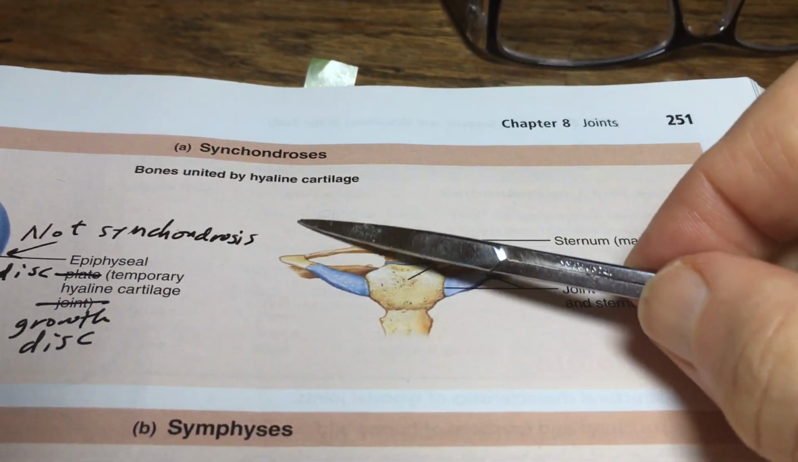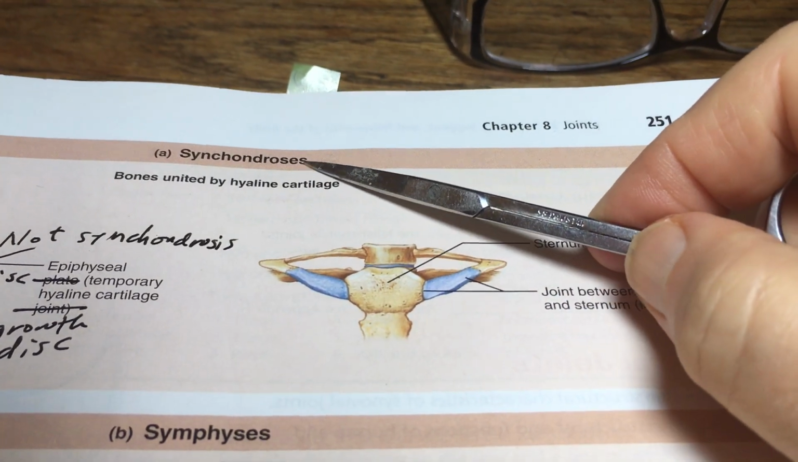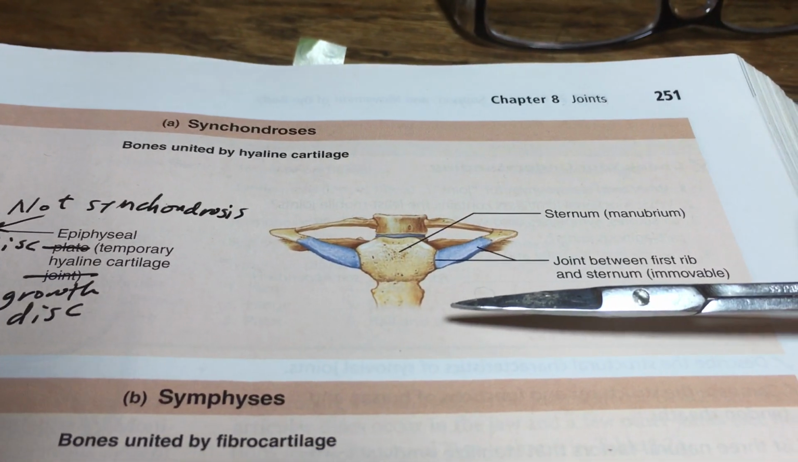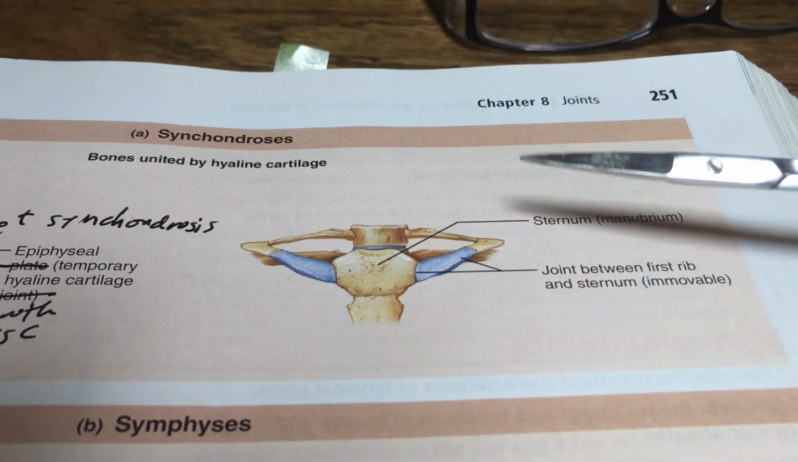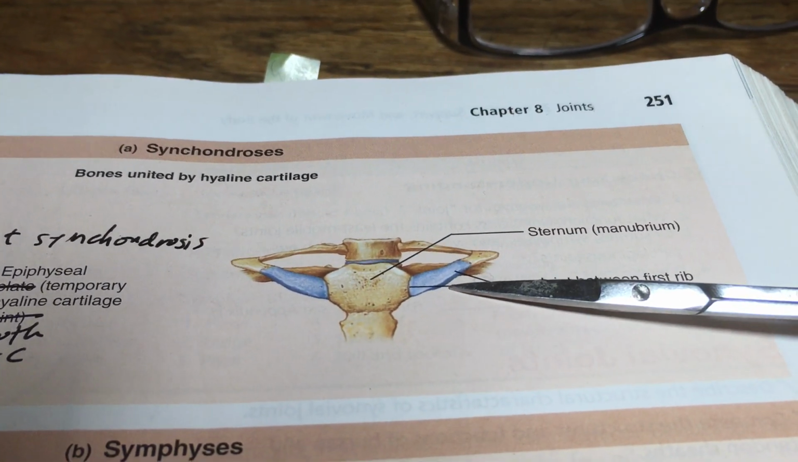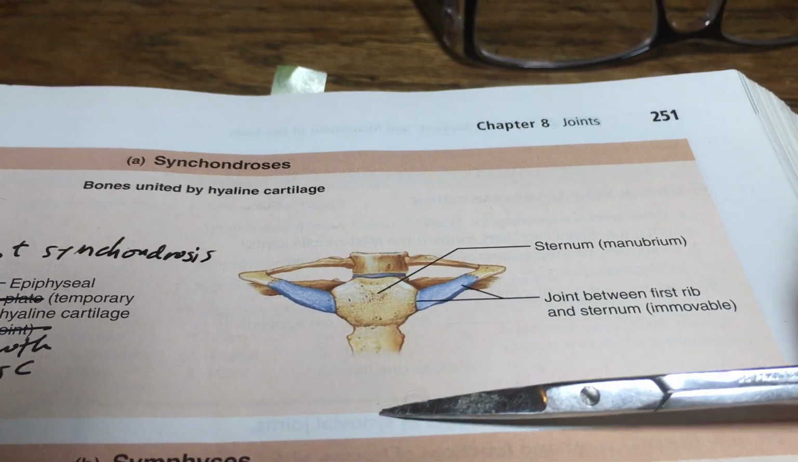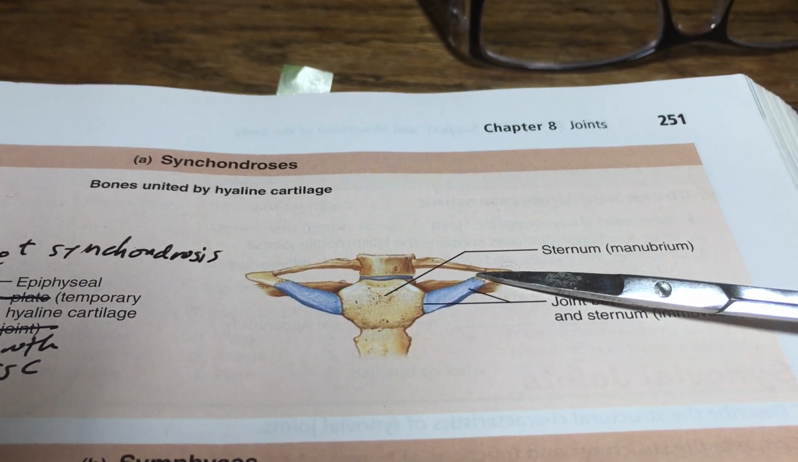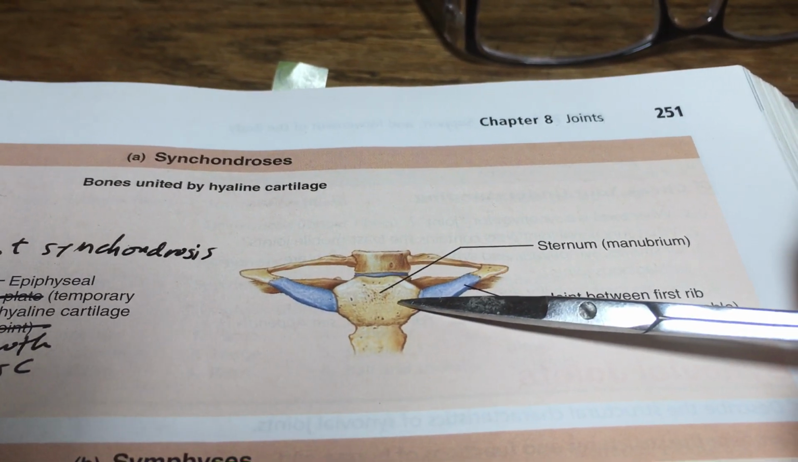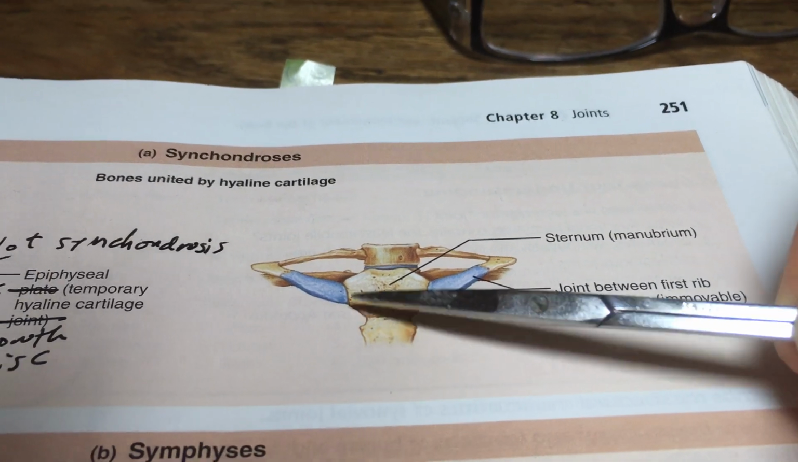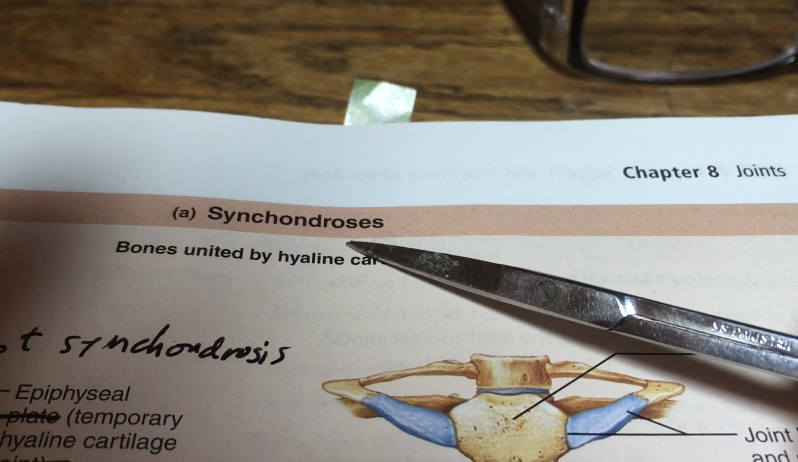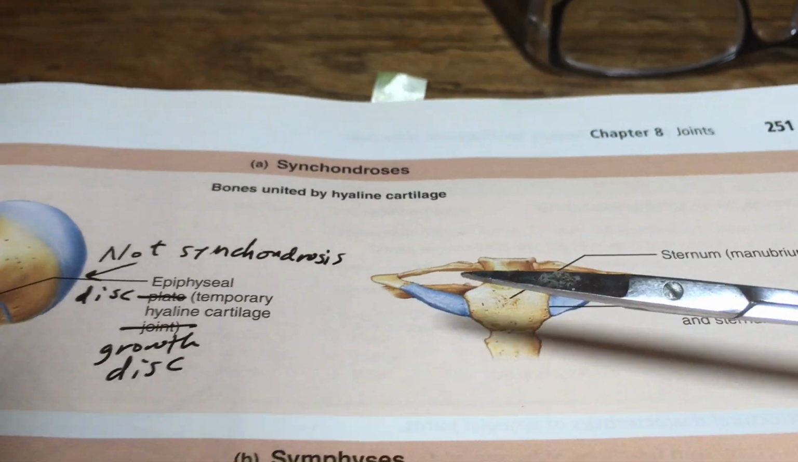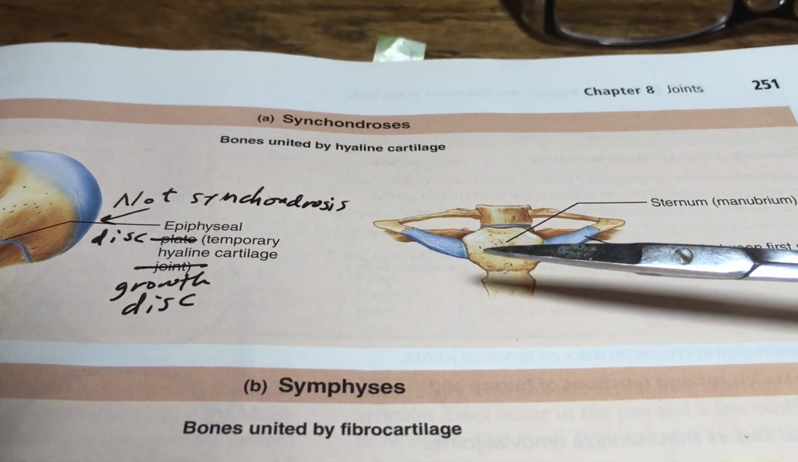Alrighty, so what truly is a synchondrosis, that I find acceptable, is going to be hyaline cartilage. It's always hyaline, not any other kind of cartilage. Hyaline cartilage that joins two bones together. Okay, so here we have rib 1. Here we have the manubrium of the sternum. And we have the very definition of a synchondrosis. Okay, so that's the deal right there.